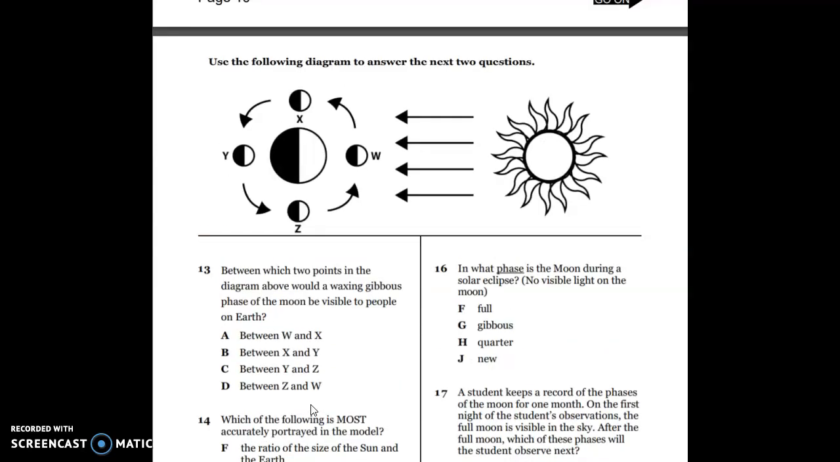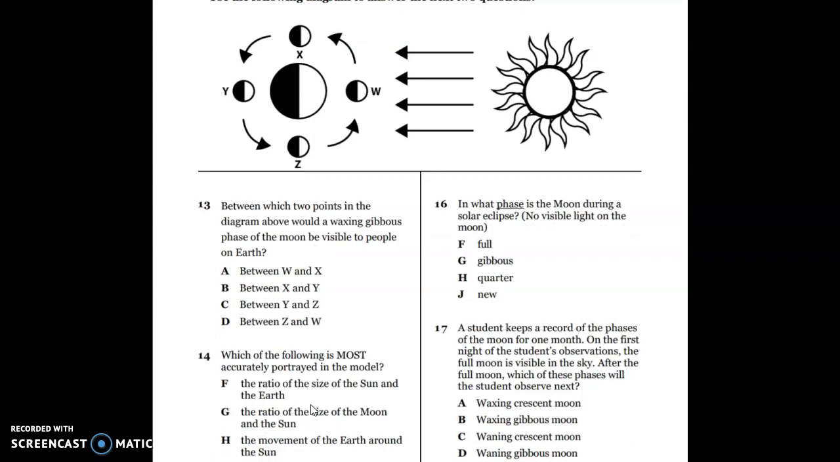Use the following diagram to answer the next two questions. Number 13. Between which 2 points in the diagram above would a waxing gibbous phase of the moon be visible to people on Earth? Between W and X, X and Y, Y and Z, between Z and W.